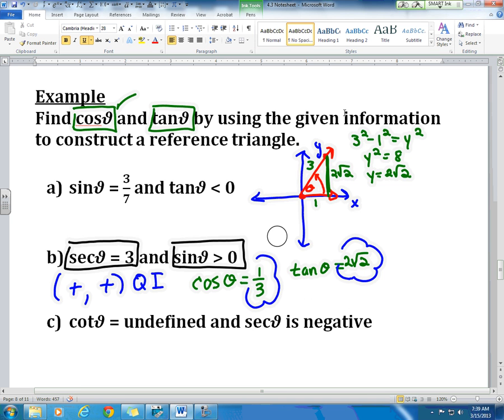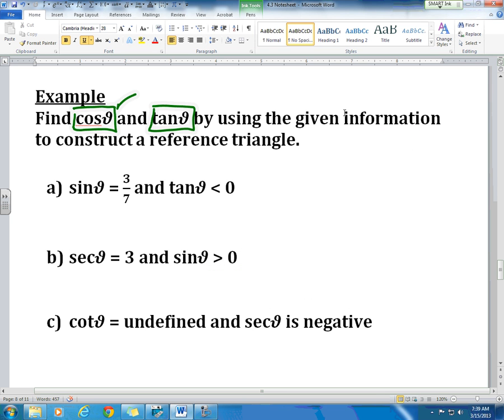One more, just to make sure that you get the idea. In this one, the cotangent is undefined. Secant is negative. So we've got to come up with a scenario for the ordered pair.